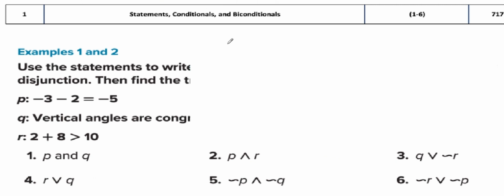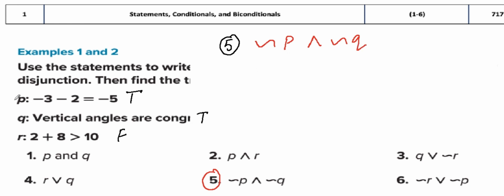Look at question number 5 now. It is the negation of P. We know that P is true, Q is also true, and R is false. What is the meaning of this sign? Negation means opposite. So -3 and -2 equal to -5. What is the negation of that? Negation means opposite, that means -3 and -2 is not equal to -5. So what is the opposite of this?